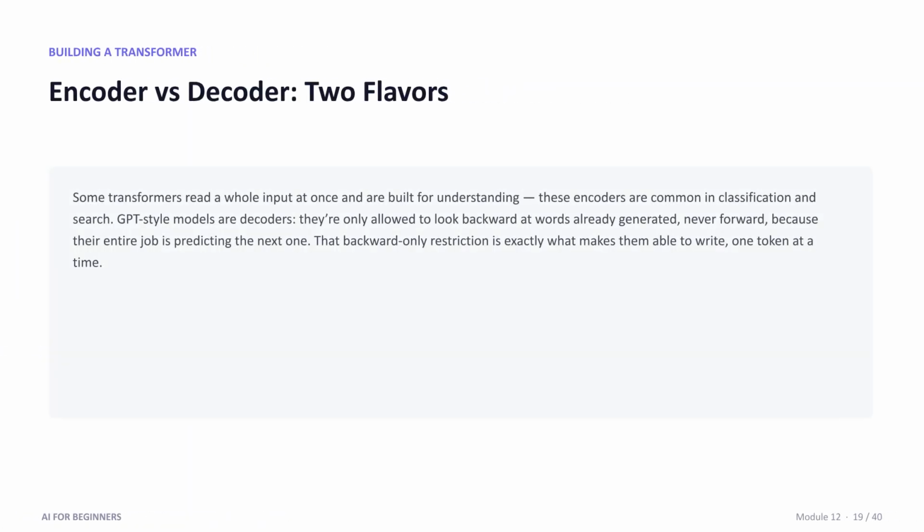Transformers generally come in 2 flavors, encoders and decoders. Encoders are designed for understanding input, while decoders, like GPT-style models, are designed to generate sequences by looking backward at previous tokens.